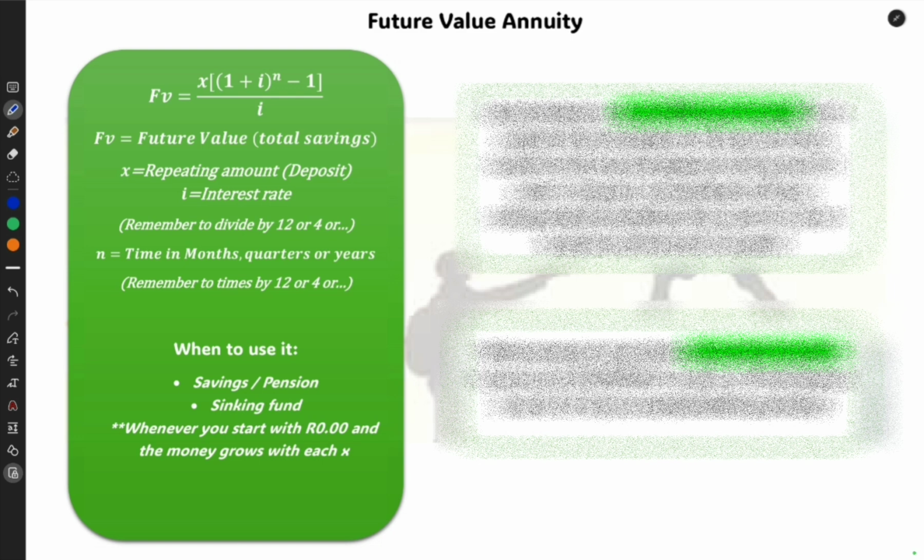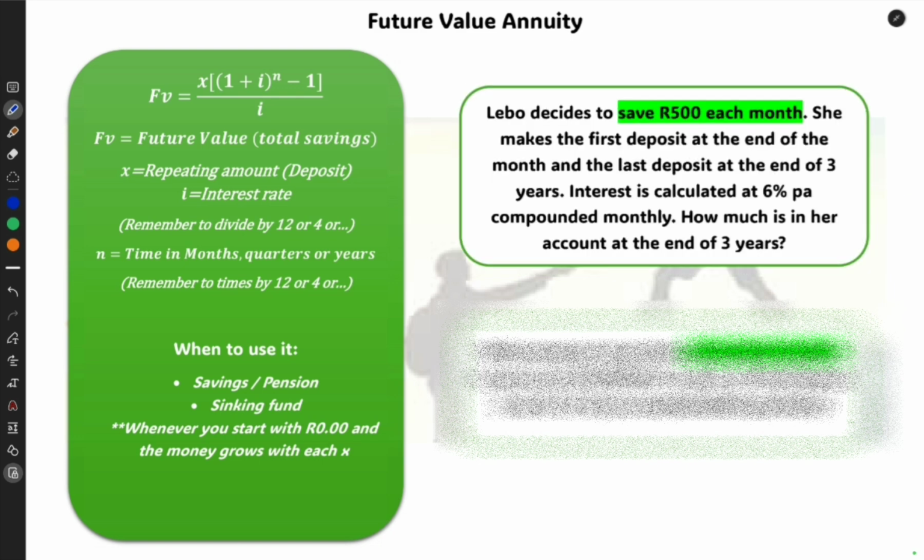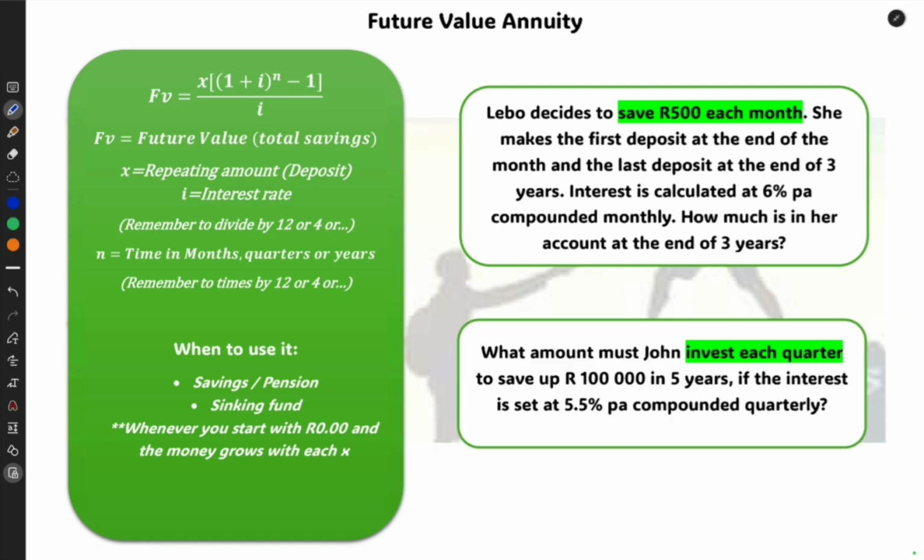Let's look at a few questions. The first question, Lebu decides to save 500 Rand each month. There we go. Each month, it's 500 Rand and she saves it. That's how I know it's future value. The next one, what amount must John invest each quarter? That's why it's future value, because he's investing, his money is going to grow with each quarter. Okay, let's do these two sums, and then there's a bonus difficult question at the end.